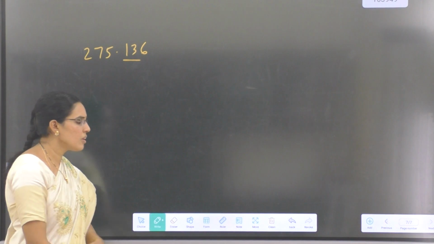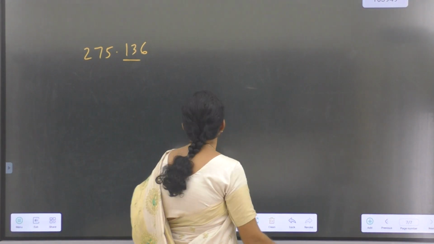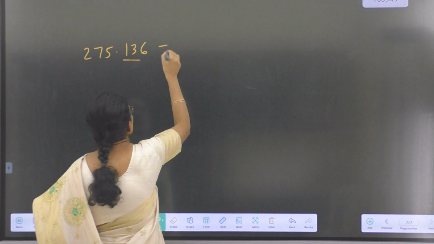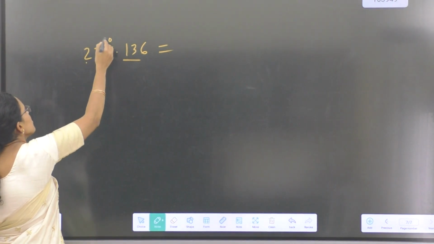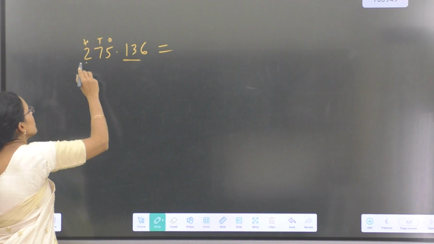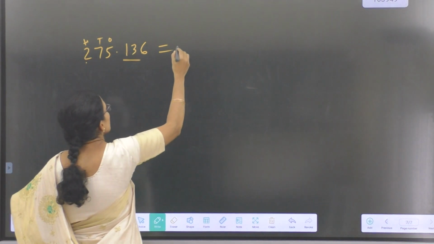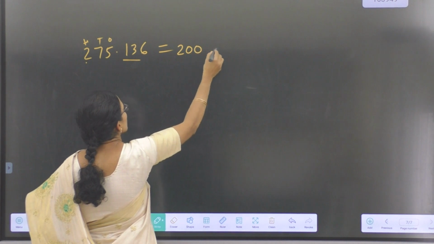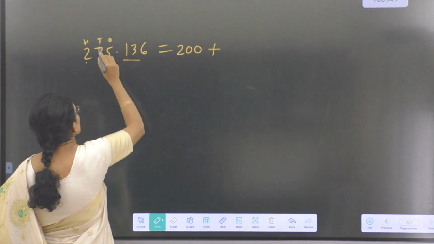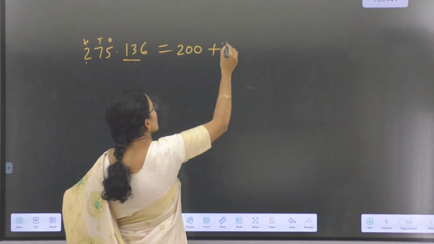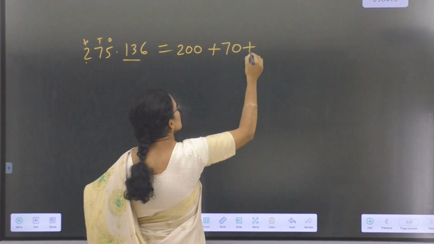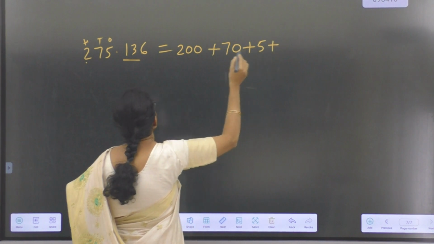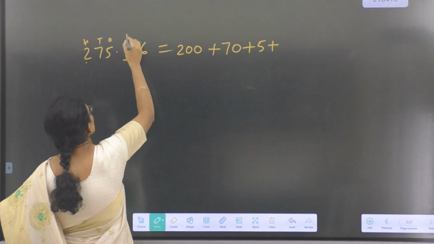Okay. Now we will see how to write the expanded form of the number. If you want to write the expanded form of this number, 2 is there in hundreds place. Therefore, the value of the 2 is 200. And value of the 7. 7 is there in tens place. Value is 70. Plus 5 is there in ones place. Value is 5.